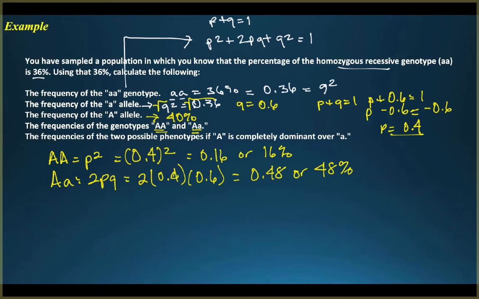Now, you would do it for this population, and then if you wanted to see if it was in Hardy-Weinberg, you would do the numbers for the next population, then see, do these frequencies change? If they remain the same, you're in Hardy-Weinberg equilibrium. If they change, you're not.